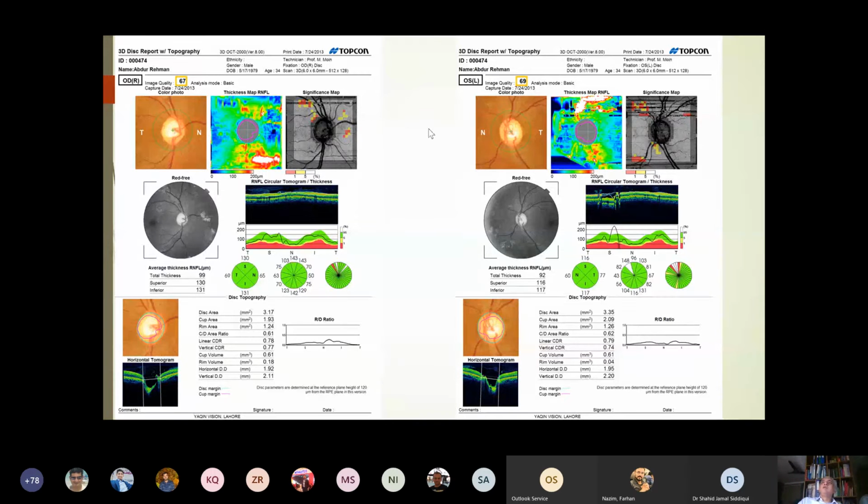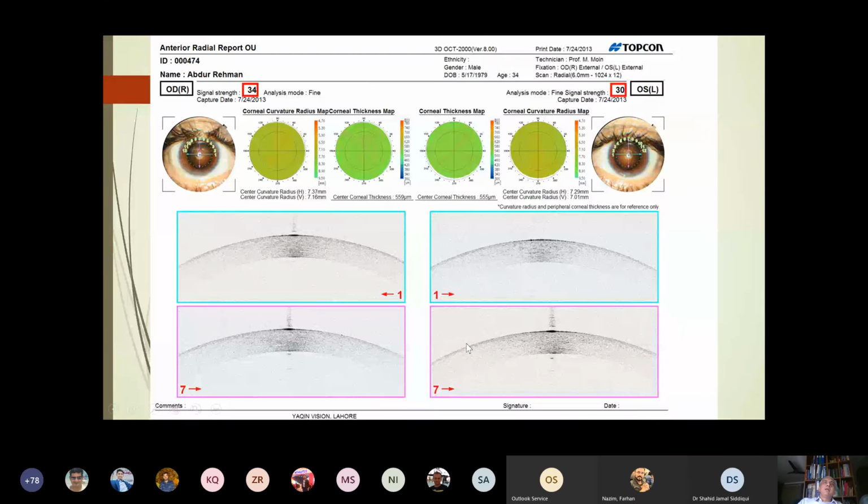And similarly, if you look on the left side on the shadowgram, you've got these artifacts showing up in this superior area. So this is in this picture. And you can also do anterior segment OCT to check for central corneal thickness, which you can correlate with glaucoma in these patients.